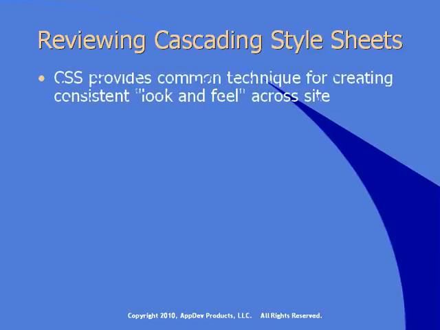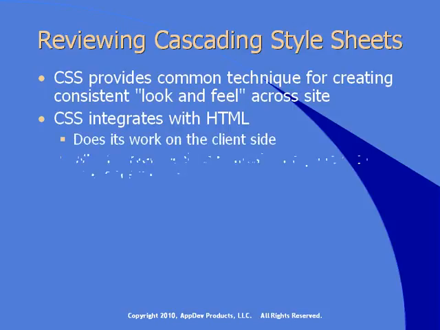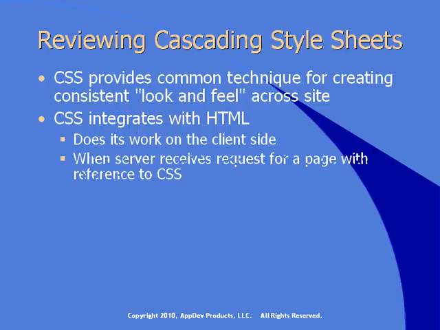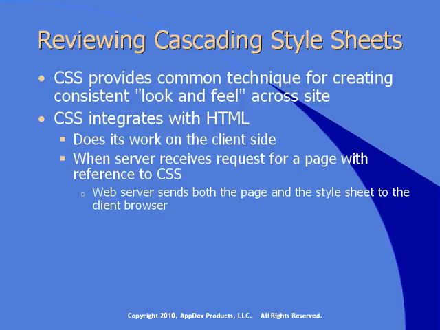Cascading style sheets provide a common technique for creating a consistent look and feel across a site. So you may wonder, how is this different than themes? Well, CSS integrates with HTML. It does its work on the client side. When the server receives a request for a page with a reference to a cascading style sheet, the web server sends both the page and the style sheet to the client browser. The browser then merges the content together to create formatted output.